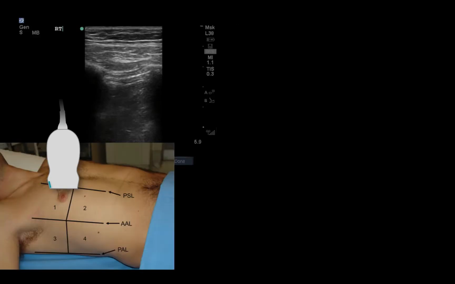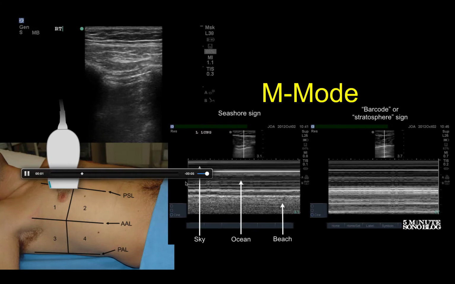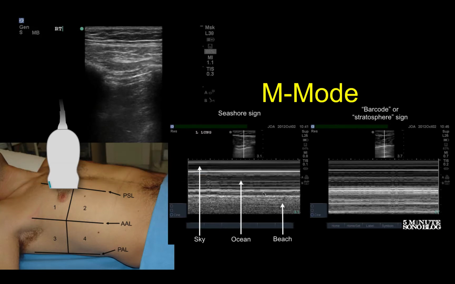Occasionally, especially in the beginning, you might be unsure if you're seeing sliding or not. In this case, you can use something called M, or motion mode. This will allow you to track movement of just one minuscule plane over time. In normal lungs, seen here on the left, you can see that below the sliding pleura, which is being traced over time here, the movement creates a heterogeneous appearance, and this pattern is often called a sand on the beach pattern, because the lung parenchyma is obstructed by the sliding pleura.